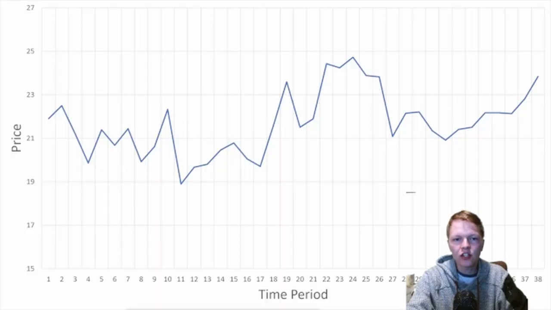This is a standard stock chart that I'm sure you're familiar with, sometimes called a line or a mountain graph. This kind of chart is pretty straightforward. It tells you the price of a stock over time. Notice that for each time period, there is only one price shown.